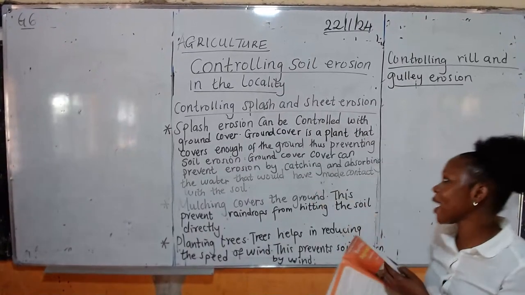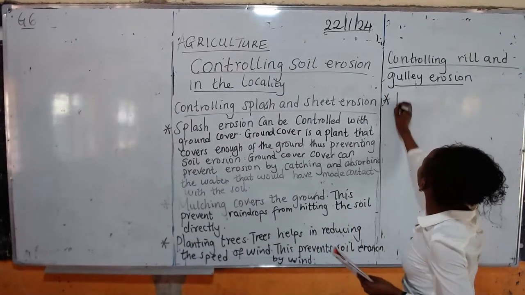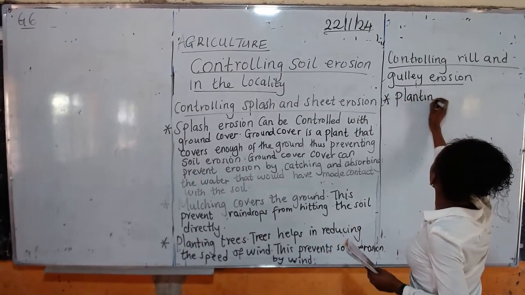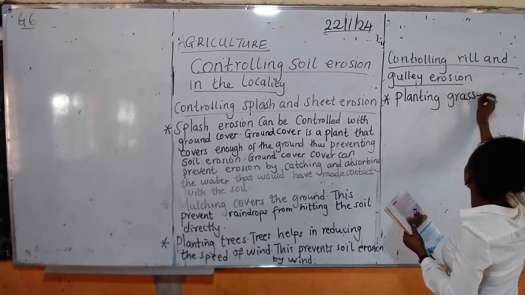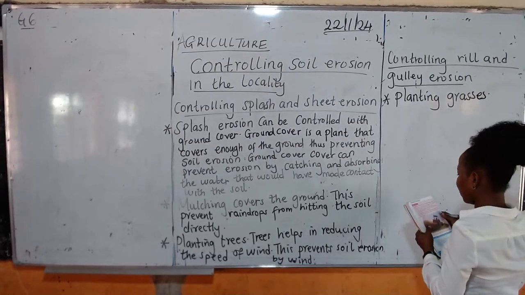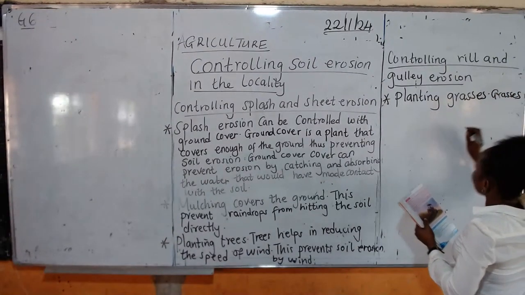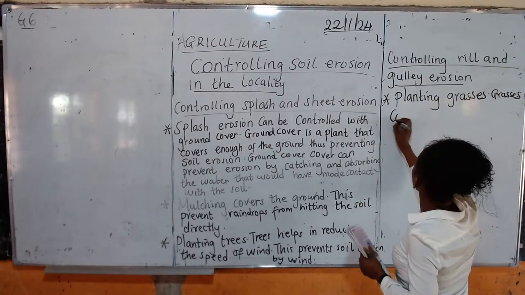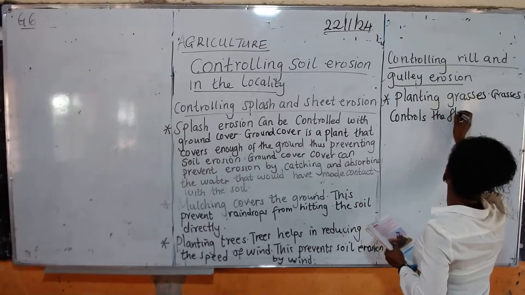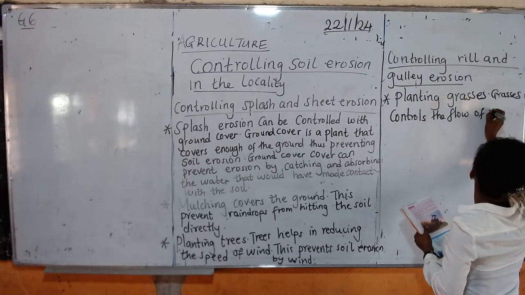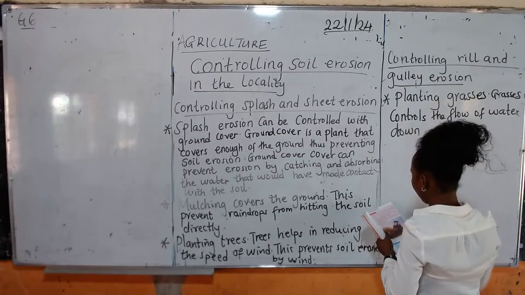So one way is planting grasses. You can talk of planting grasses as one way of controlling rill. Planting grasses. They say that grasses trap the soil. Grasses control the flow of water down the slope.